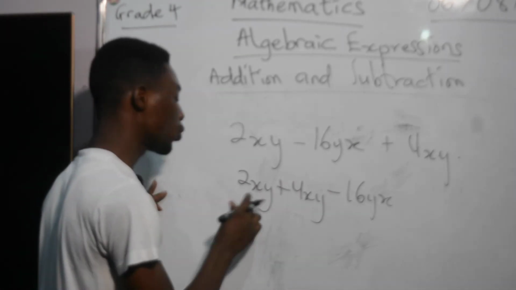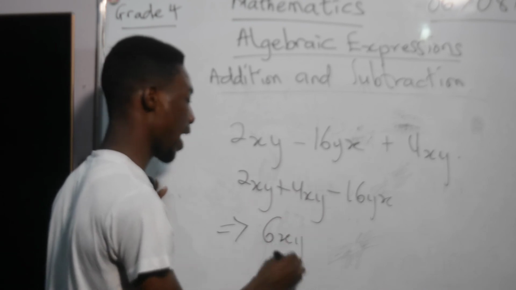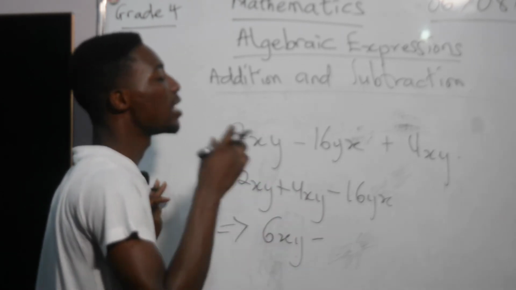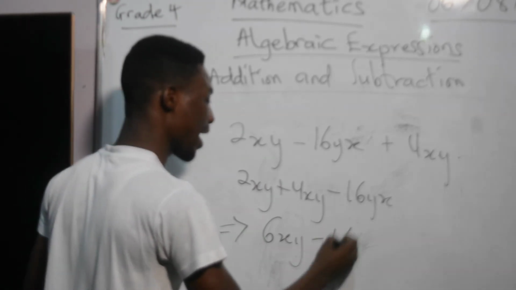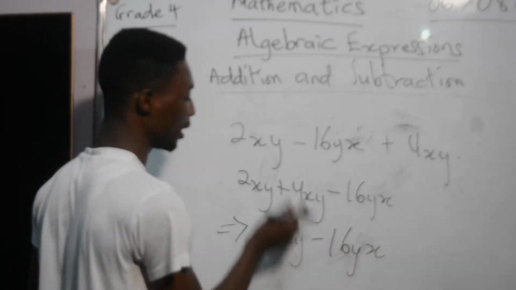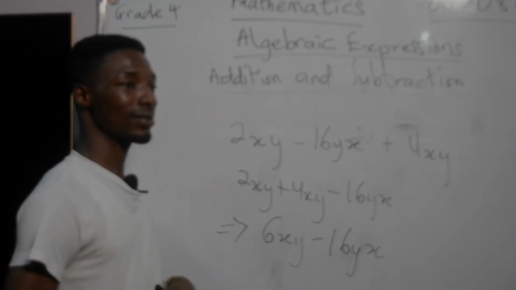Therefore, this term is different from these two terms. So I can add 2xy and 4xy to get 6xy. However, I cannot subtract 16yx because it is not a like term. So my answer is finally going to be 6xy minus 16yx.